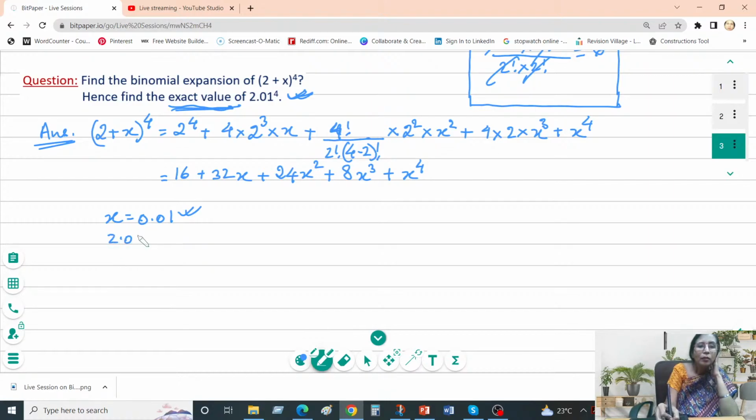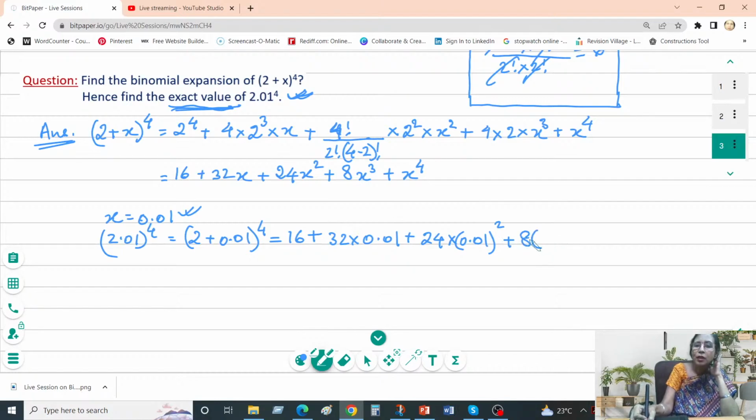2.01 to the power of 4 can be written as (2 plus 0.01) to the power of 4, which is equal to 2 to the power of 4, which is 16, plus 32 times 0.01, plus 24 times 0.01 whole square, plus 8 times 0.01 whole to the power of 3, plus 0.01 whole to the power of 4.